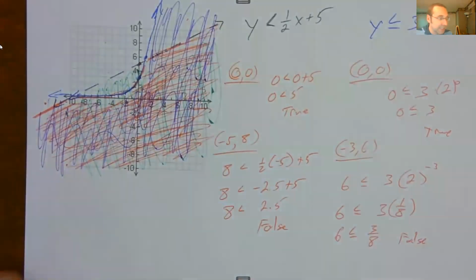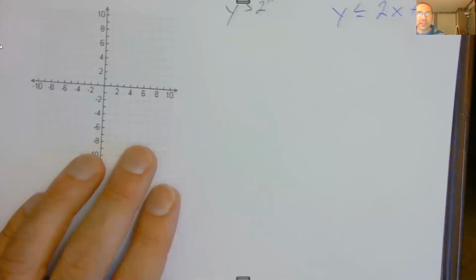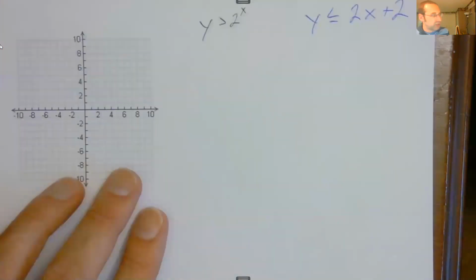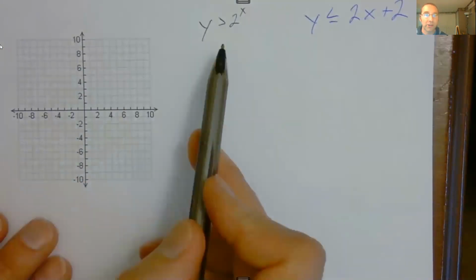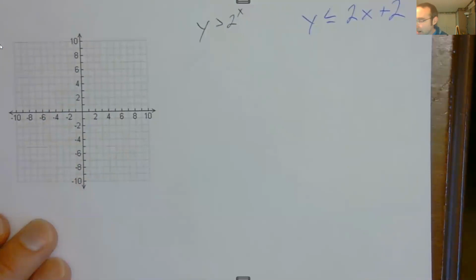So it was a little confusing. You know, it gets pretty messy. We got a lot of different colors going on here. Let's look at one more example. Once again, I've got an exponential function for you and a linear function. The first one in black is an exponential function. y is greater than 2 to the x.